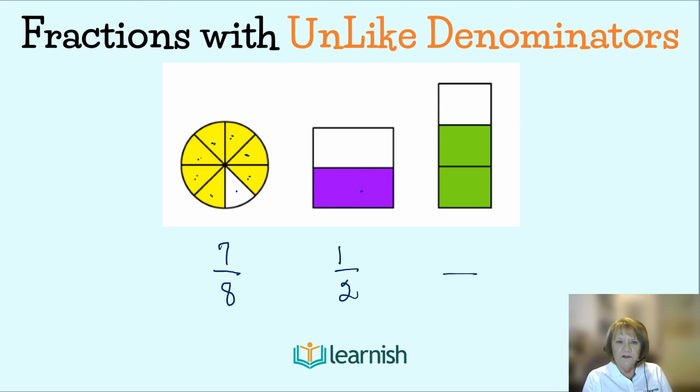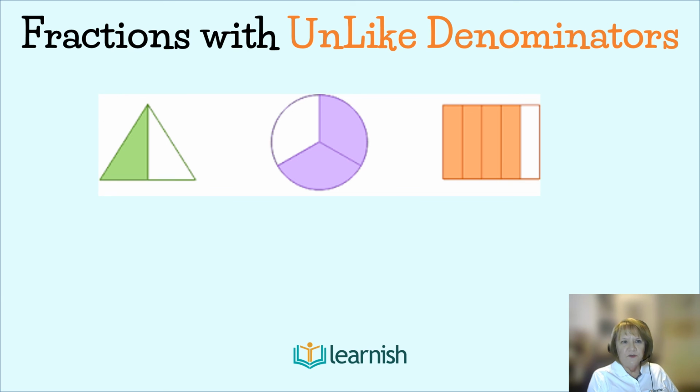This rectangle is divided into 3 equal parts, and 2 of those are shaded. So we have 7/8, which has 8 as a denominator, 1/2, which has 2 as a denominator, and 2/3, which has 3 as a denominator, and all of these denominators are different, so they're unlike. All of these denominators are unlike, and that's what an unlike denominator is.